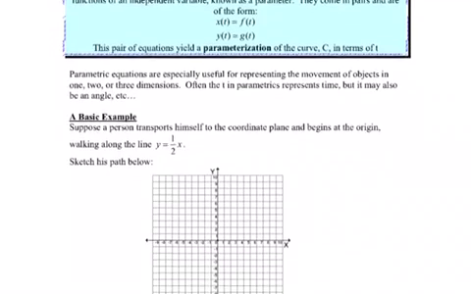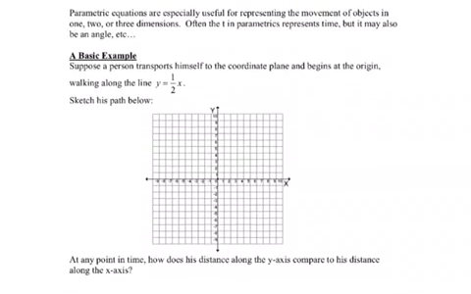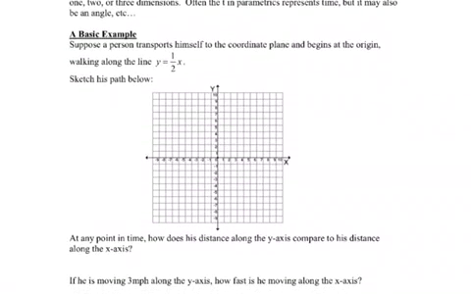All right, so we'll start off with a basic example of how to graph them. Suppose a person transports himself into the coordinate plane and begins at the origin walking along the line y equals 1/2 x. So we sketch his little graph. If we put him at the origin, then at x = 2, he'd be at y = 1, and at 4, he'd be at 2, and at 6, he'd be at 3, and at 8, he'd be at 4, and at 10, he'd be at 5.